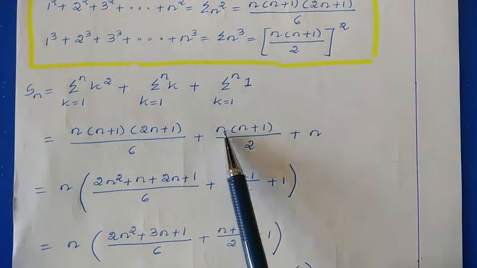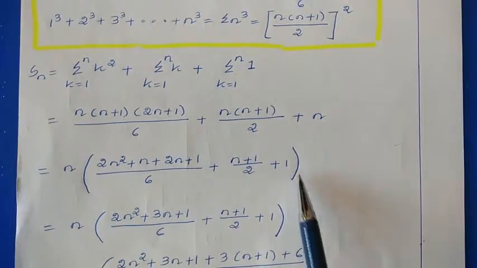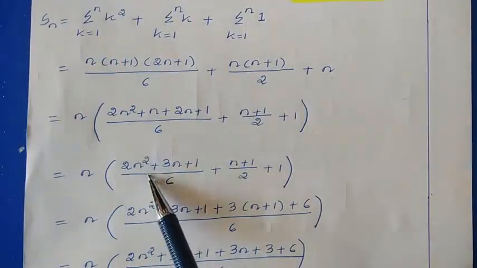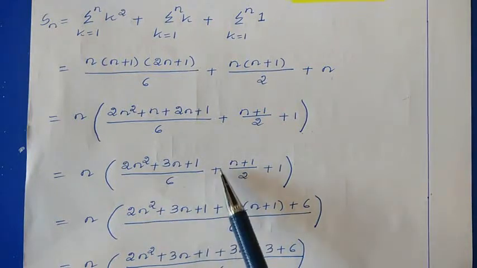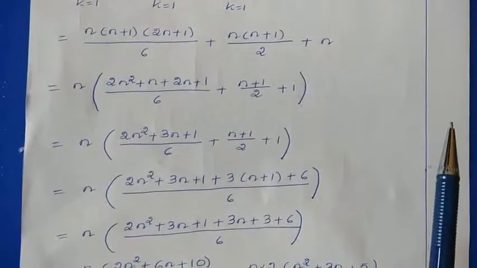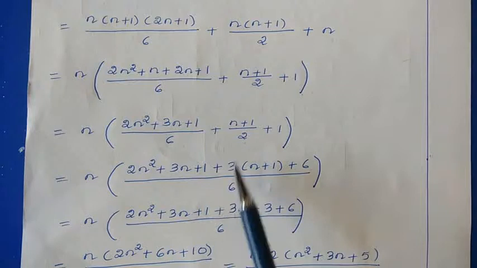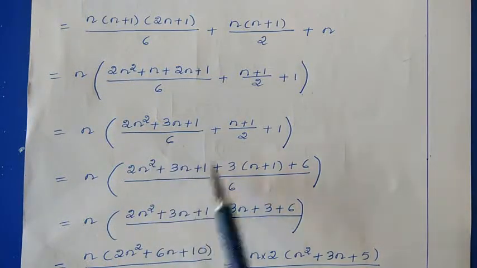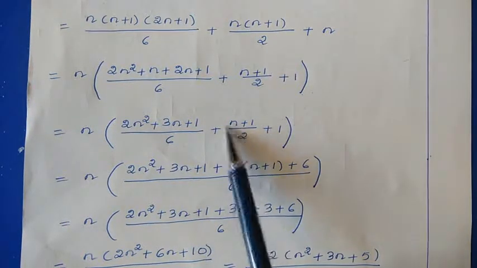Then plus, n is taken out. So we have here n plus 1 divided by 2. Then here we have plus 1 because n is taken out. Next we have n into 2n square, n plus 2n, that is 3n plus 1 divided by 6 plus n plus 1 divided by 2 plus 1. Next here you can take the LCM, that is 6 and 2 we have, LCM is 6. So if you take the LCM, here we get n into 2n square plus 3n plus 1. See, 2 3s are 6, that means you have to multiply this value by 3.